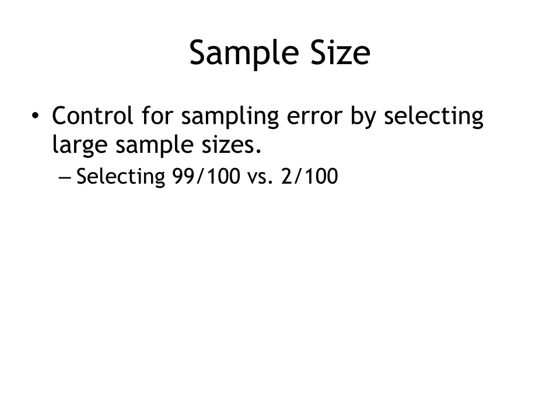Now compare that if you selected only 2 subjects out of a population of 100. You're not going to be nearly as confident that your results represent all 100 people as you could be when you selected 99 of the 100 people. So that's where we're going to go next, talking about sample size.